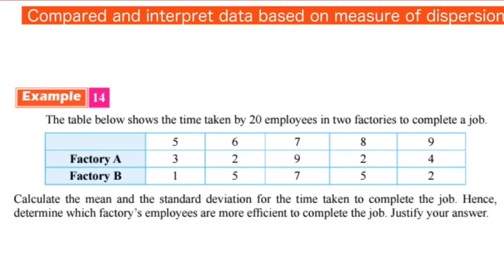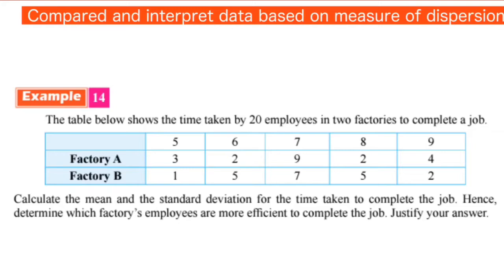So, the table below shows the time taken by 20 employees in two factories to complete a job. The times are in hours for factory A and factory B. Calculate the mean and the standard deviation for the time taken to complete the job. Hence, determine which factory's employees are more efficient to complete the job. Justify your answer.